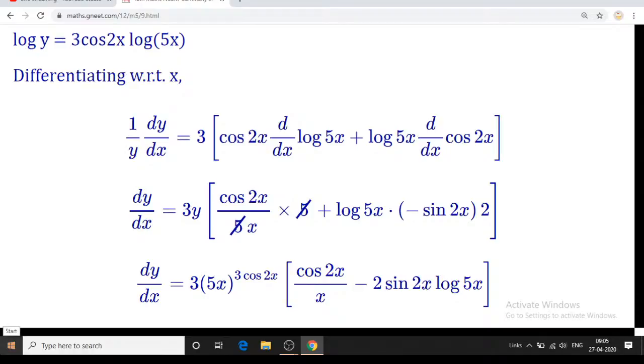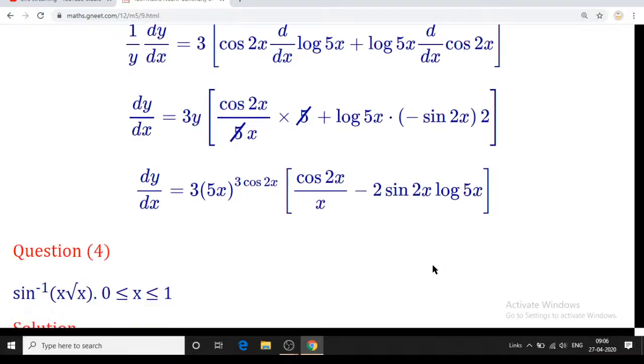Whenever we go for the minus sin 2x into 2, we get it as 2. Now just replace the value of y, that is (5x)^(3 cos 2x). So we get dy/dx = (5x)^(3 cos 2x) times 3 [cos 2x / x − 2 sin 2x log(5x)].